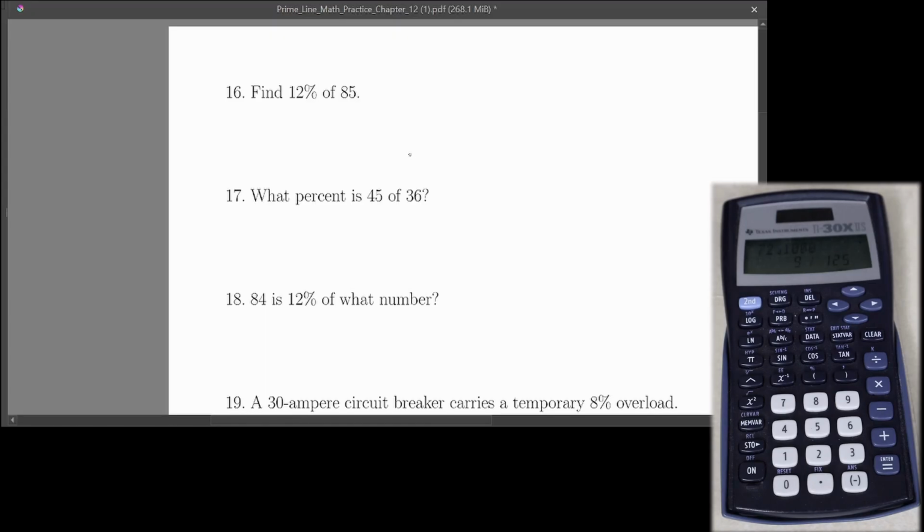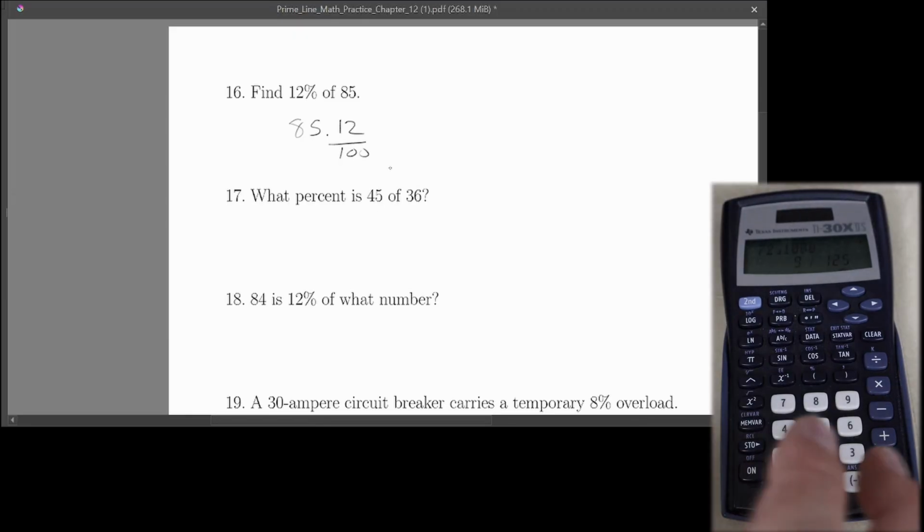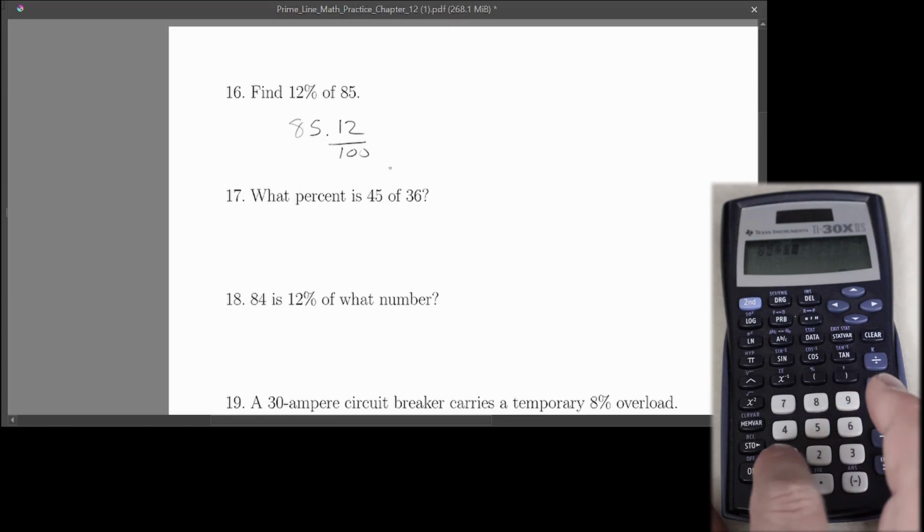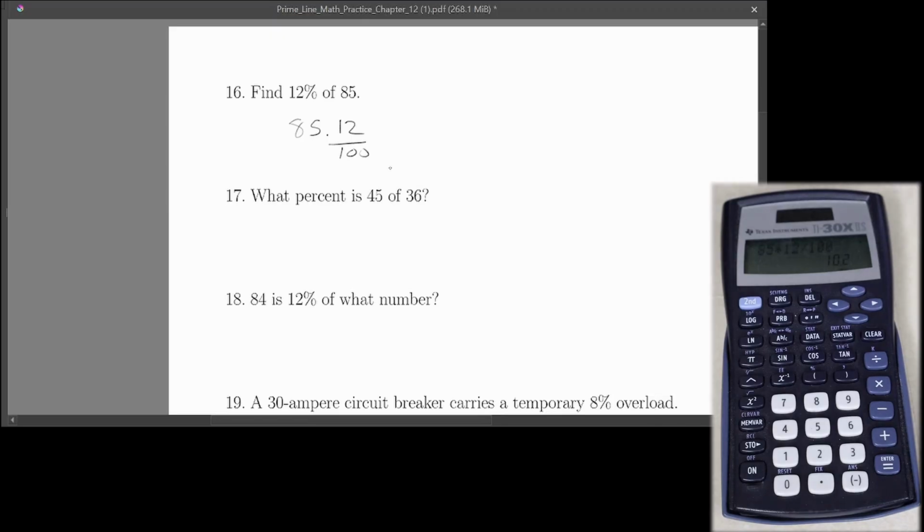Okay, number 16. We want to find 12% of 85. So we can take 85 and multiply it by 12 over 100. And so if we take 85 times 12 divided by 100, we get our value of 10.2.